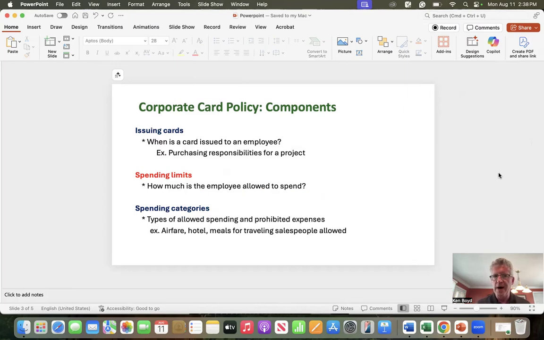What are the components of a policy? What about issuing cards? When is a card issued to an employee? For example, maybe somebody is in charge of a large project and they have purchasing responsibility. Spending limits, we talked about how much is an employee allowed to spend. Spending categories, the types of allowed expenses, for example, airfare, hotel, meals for a traveling salesperson, and what expenses are prohibited. We may have a list of prohibited expenses.